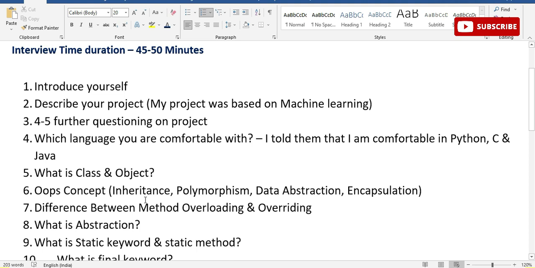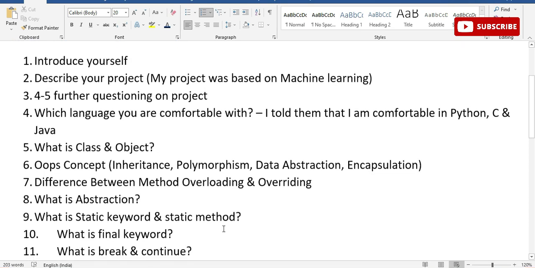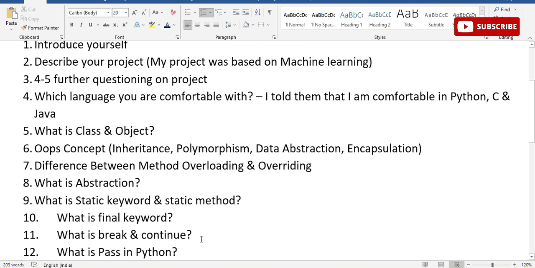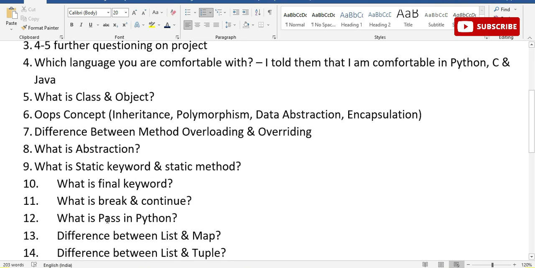Then OOPs concepts like inheritance, polymorphism, they asked data abstraction and encapsulation-based questions, the meaning of these. Then the difference between method overloading and overriding. Then what is abstraction? What is static keyword and static method? They asked, what is final keyword? What is break and continue? Then what is pass in Python? They asked questions from Python, C and Java as well.